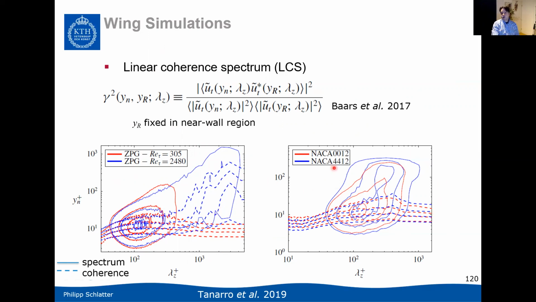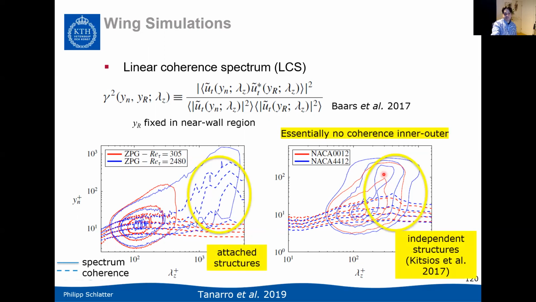When we do the same thing now, comparing our two wing profiles, so the 0012 and the 4412 profile, we can essentially see that there is no clear increase of the coherence, even though you have in the turbulent kinetic energy a clear formation of an outer peak. So you have a lot of kinetic energy further away from the wall. But this comparison clearly shows that there is essentially no coherence between what happens further away from the wall and what happens close to it. I guess this is now shown here with this yellow circle.